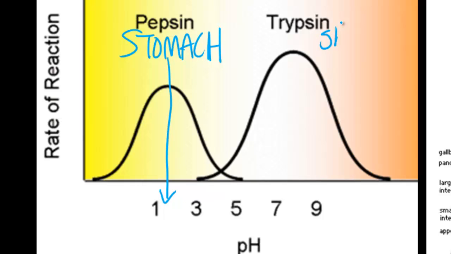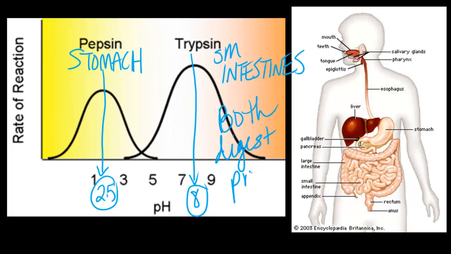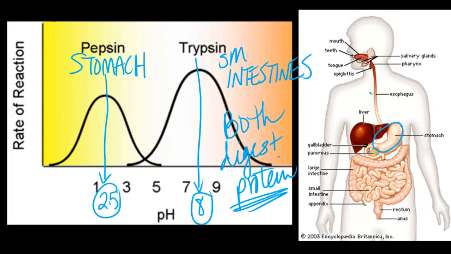works the best at that pH. Trypsin, on the other hand, works in your small intestines, and trypsin has a pH optimum of around 8.5. And again, they're both working on exactly the same type of substrate, on proteins, but they work at different optimum pHs.